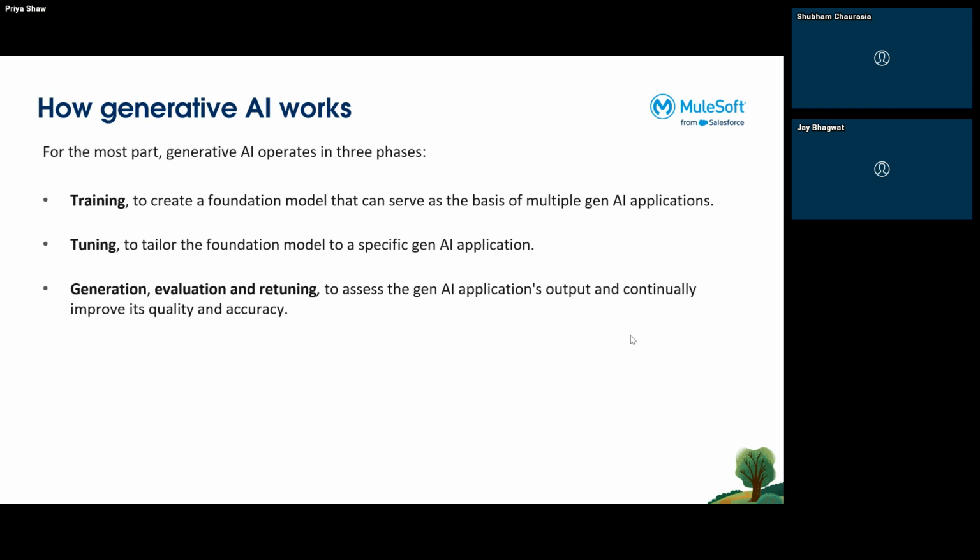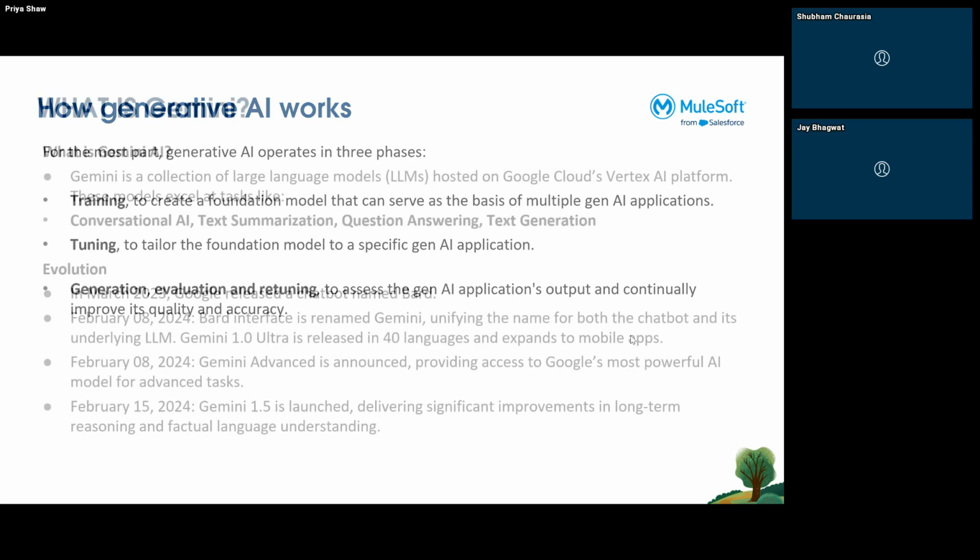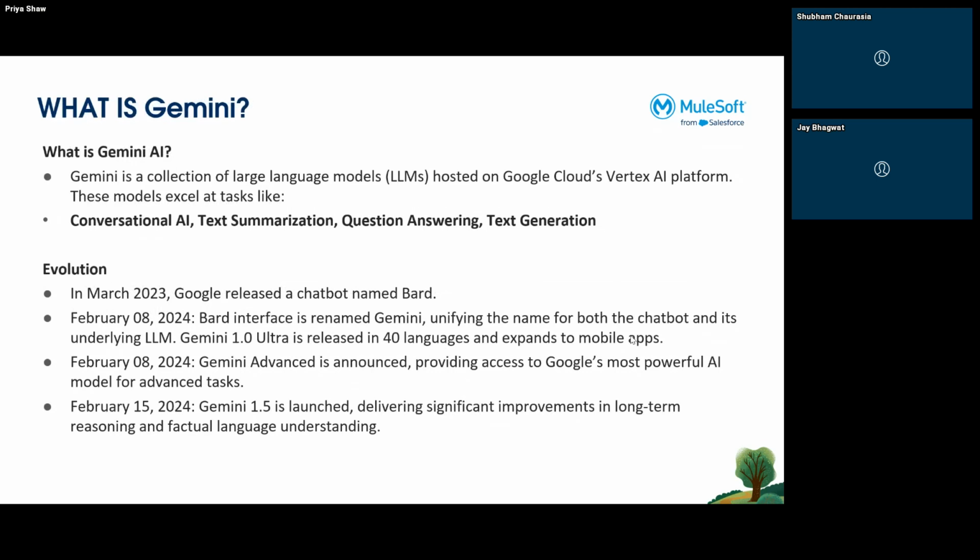So these are the three phases we are generally involved in while creating generative AI models. There are various generative tools available in the market, like ChatGPT, Gemini, Copilot, and Llama. But today we will mainly be exploring Gemini AI. So what is Gemini AI?